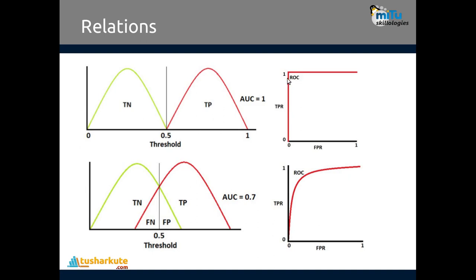This means 100% of the area is covered in AUC. Okay, 100% area is covered. In that case, classification is perfectly done. All true positive values are matching.